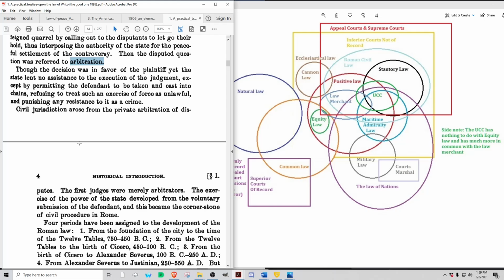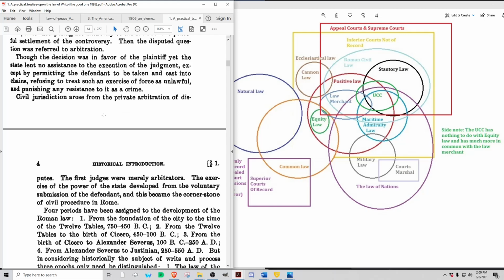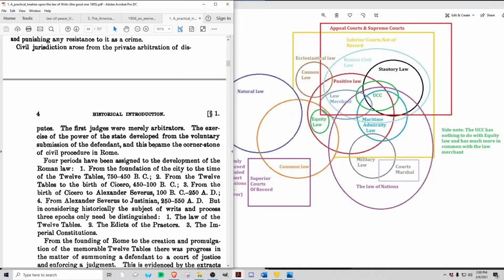Civil jurisdiction arose from the private arbitration of disputes. Make a point of that. Civil jurisdiction arose from the private arbitration of disputes. So everything that Roman civil law is based upon is private arbitration. That's where it stems from. So when we take these idiots into private arbitration, technically there's nothing they can do. Because, and here's the thing, if we want to go back this far, we, being the plaintiff, once we get the arbitration award, we don't technically have to have it confirmed. We could just go put them directly into chains. Literally.